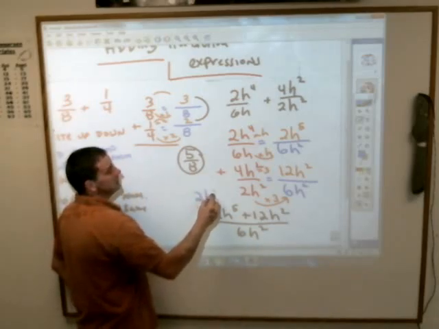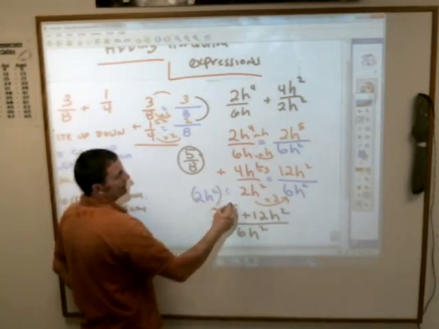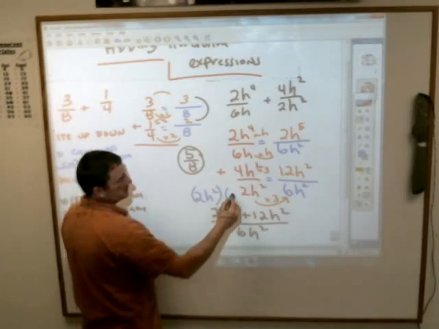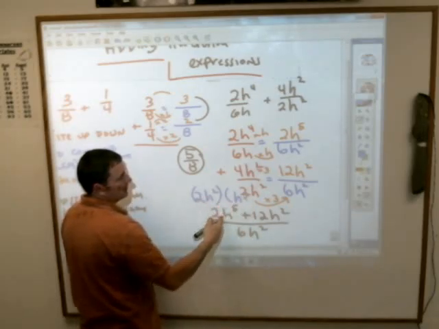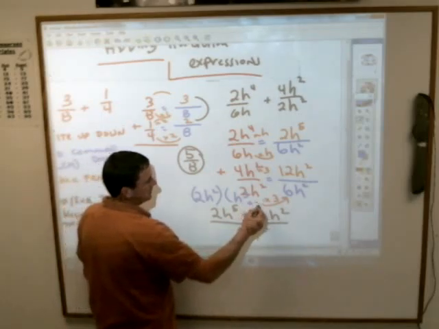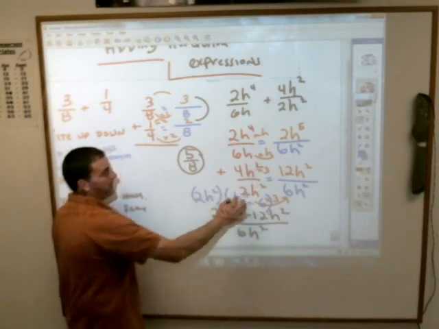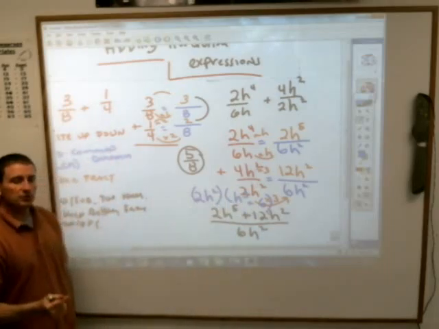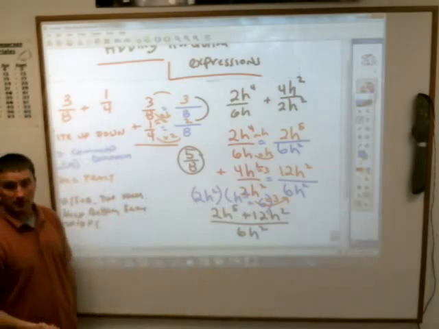2h squared. That would be in one parenthesis, and then in the other parenthesis it would be h to the 3rd, because you multiply that to get that, plus 6. Now you've got two factors on top, and now you can cross off if there's something on top that's like something on the bottom.